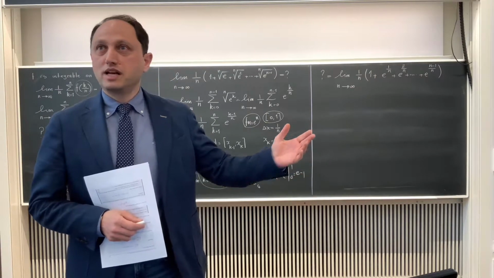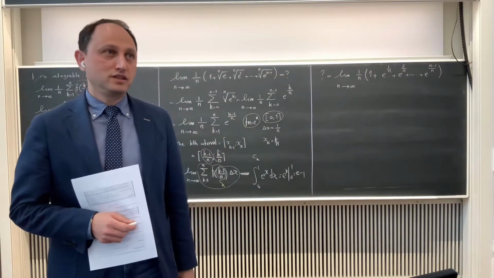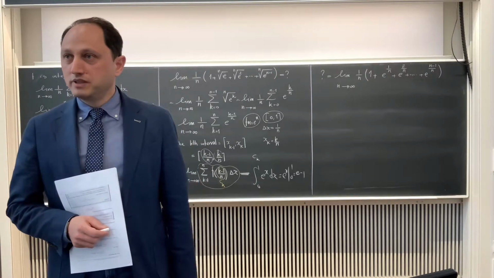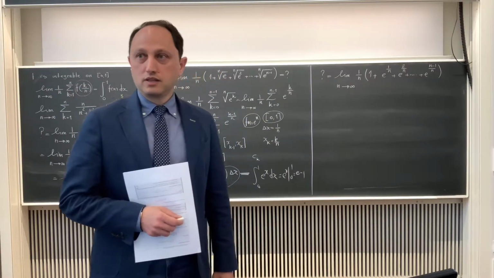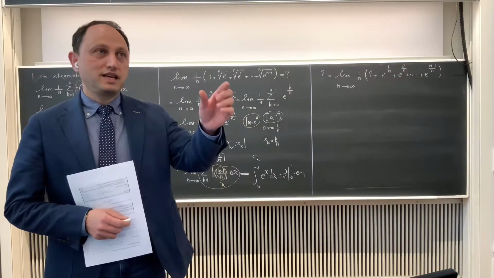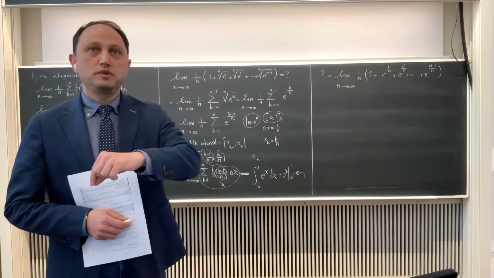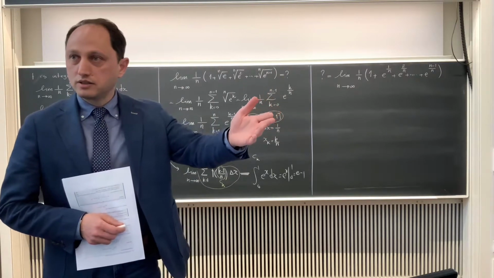What type of sum is that? There are two sums that you have studied in high school. One of them is arithmetic progression. The other one is a geometric progression. Arithmetic progression is that every term is obtained from the previous term by adding a constant.